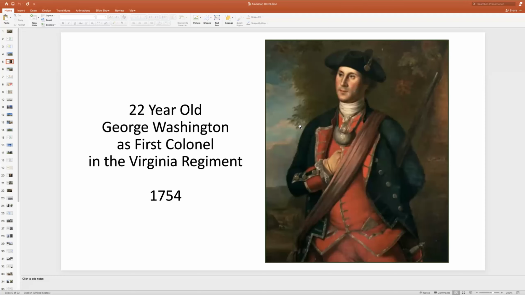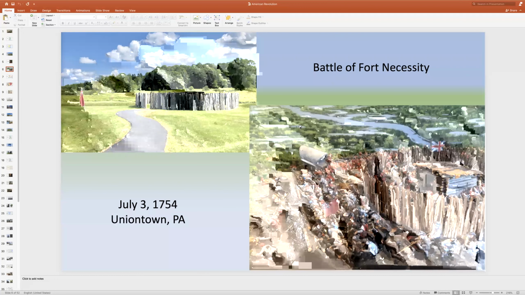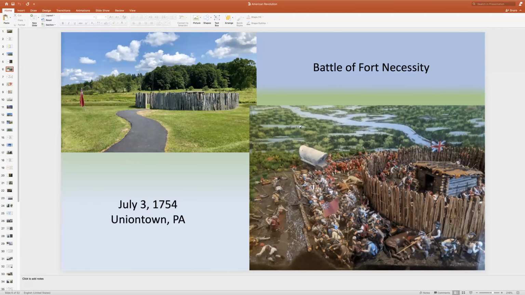On their way back, they decided that the French were going to come after them. So they built Fort Necessity about 20 miles away from the first skirmish. This is Fort Necessity, if you want to call it a fort. It's like a stockade, obviously. There is a battle here on July 3rd, 1754, about a month and a half after the first one, and the British lose badly.